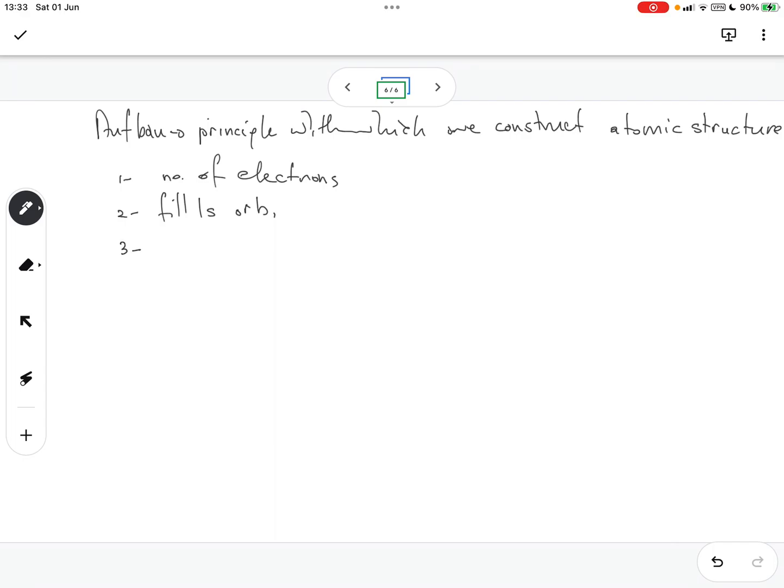Then 3, fill the second energy orbital. Then fill 2s, 4. Then we put 1 electron in each of the 3 p orbitals, 1 in each p orb. And then if there are still electrons remaining, we start again at the p and then we fill up.